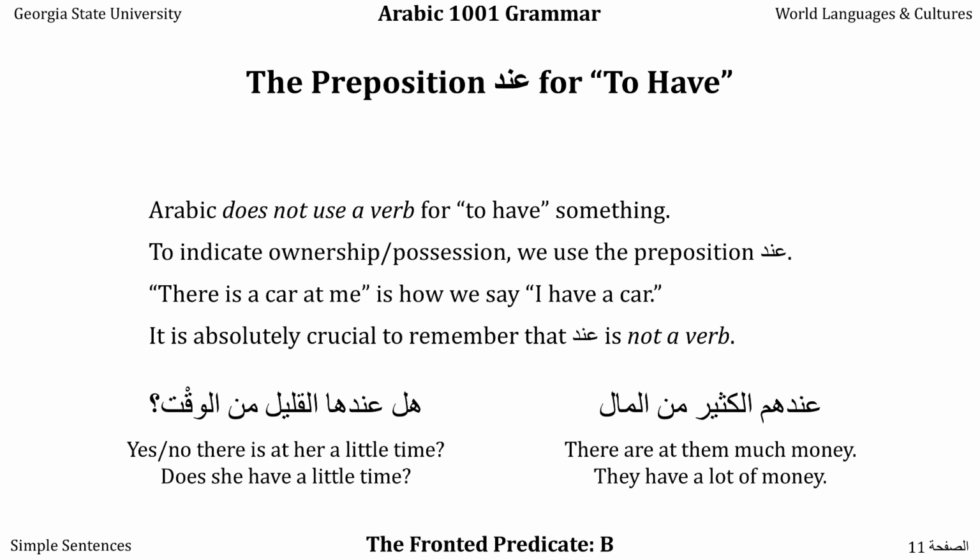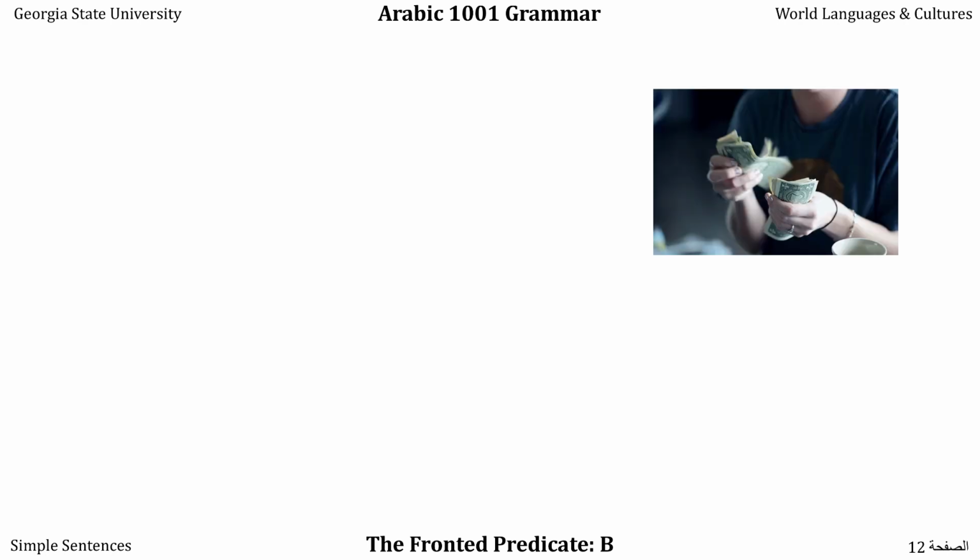In the second example, we have hal indaha al-qalil min al-waqt. Is there at her a little of time? Or in English, does she have a little time? Waqt is time, not in the sense of I have done it 3 times, but in the general sense of telling time. Let's look at this person counting what I call a Detroit roll, a whole stack of $1 bills.